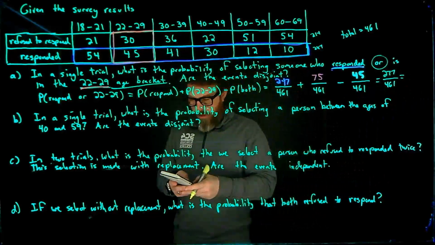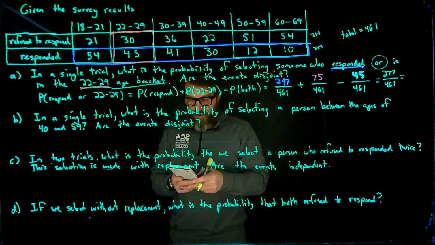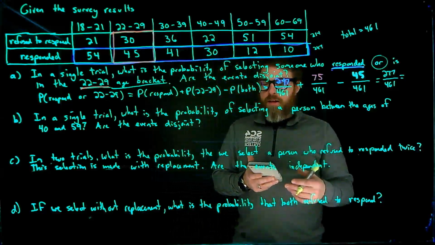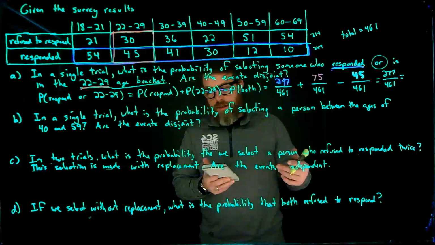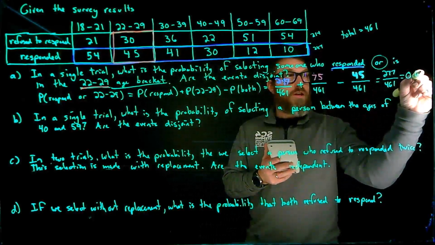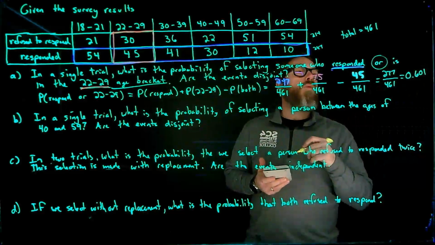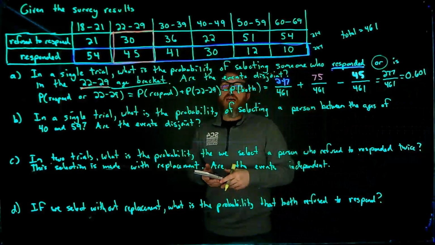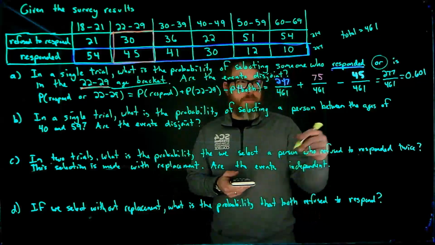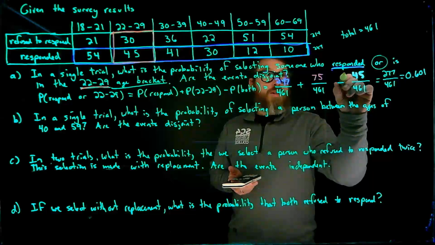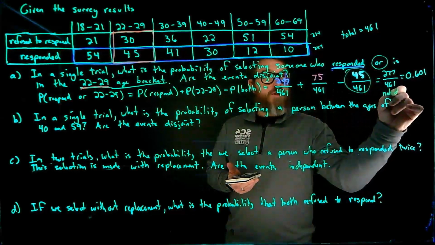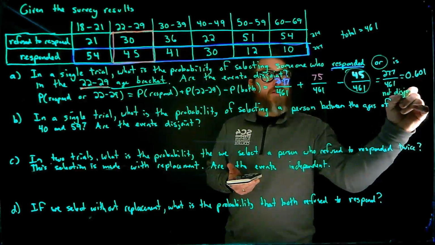Now, writing this in 3 sig figs, 277 divided by 461 gives us 0.6008, and that 8 is going to turn that last 0 into a 1, so 0.601. Now, the last thing I ask: are the events disjoint? I know I'm squishing it in, but I'm trying to get all these examples in here. So, they're not disjoint. We can see that there is overlap, it's right there. So these are not disjoint. You can be both at the same time.